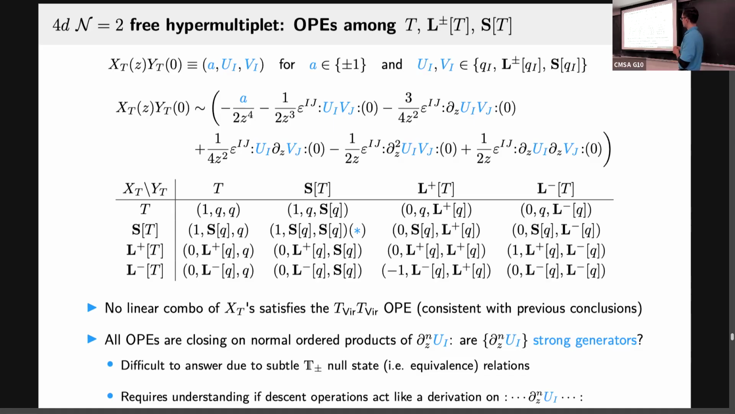And so a natural question you might want to ask is, at least in the case of the free hyper, are these chiral operators serving as strong generators of the EVA in this setting? This still seems possible, but it's quite difficult to answer because it requires some subtle null state relations at the level of the EVA, which at least in their 4D manifestation come from equivalence relations. Figuring out what these equivalence relations are is essentially the statement that we need to understand if these descent operations, at least in these free field cases, are acting like a derivation on normal ordered products of these fundamental operators of the extended vertex algebra.